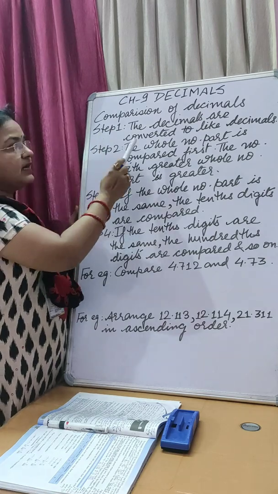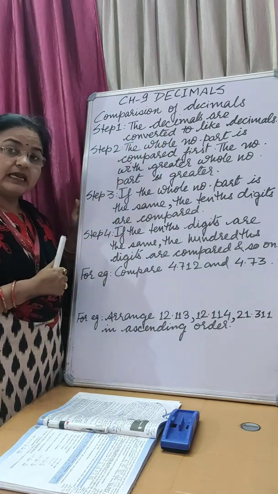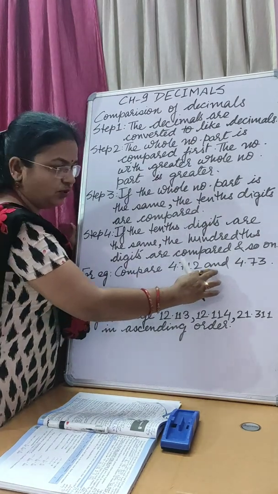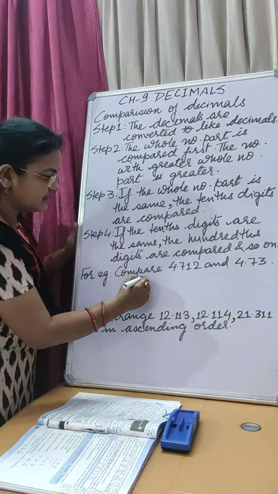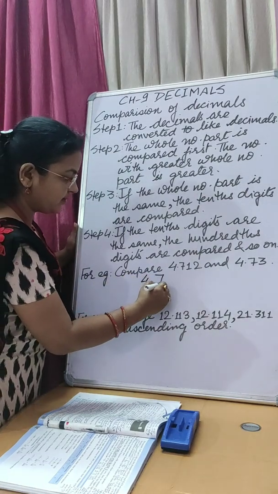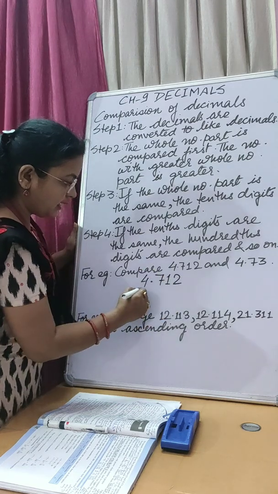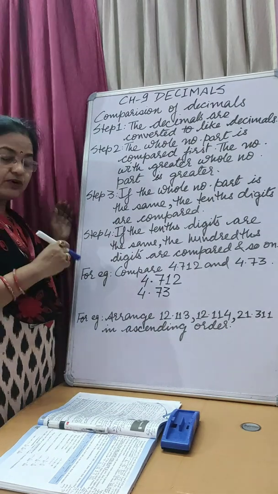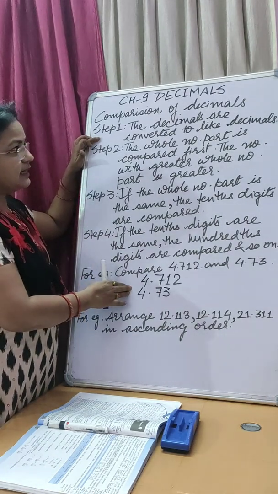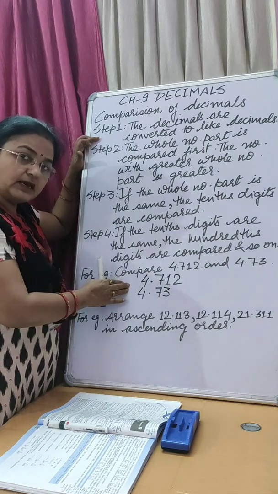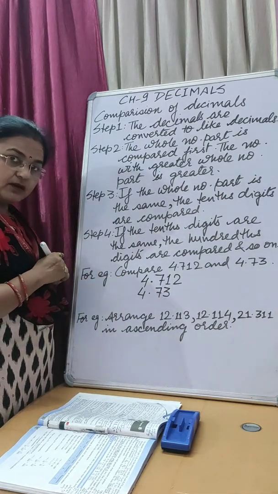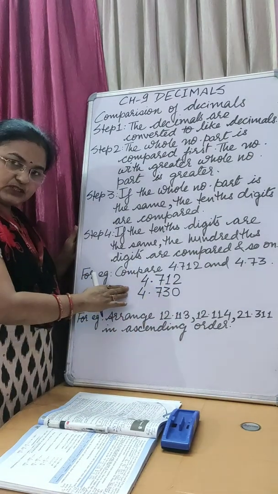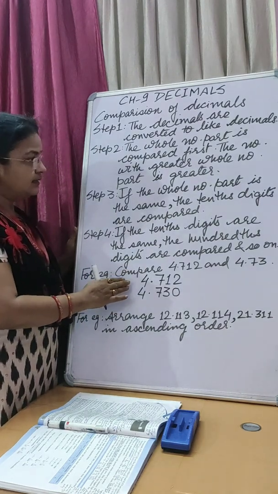Step 1 says the decimals are converted into like decimals. See here, for example, 4.712 and 4.73. These are the two decimal numbers which we have to compare. Now the first step says that we'll convert these decimal numbers into like decimal numbers. Do you remember how? By putting a 0. Now these two numbers are like decimal numbers.